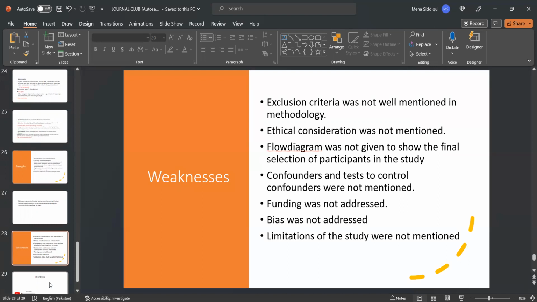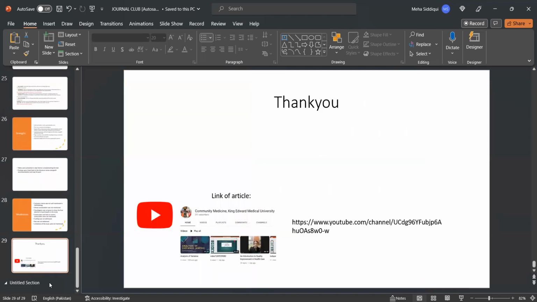So the weaknesses of the article are as follows. Exclusion criteria were not well mentioned in the methodology. Ethical consideration was not mentioned. A flow diagram was not given to show the final selection of participants in the study. Confounders and tests to control confounders were not mentioned. Funding was not addressed. Bias was not addressed. Limitations of the study were not mentioned.